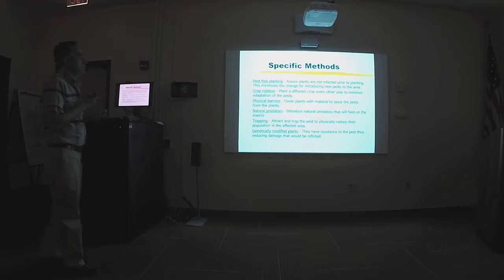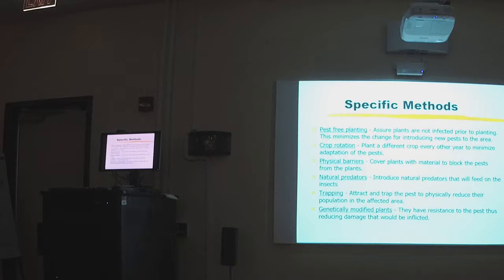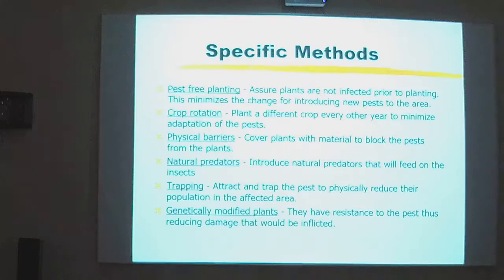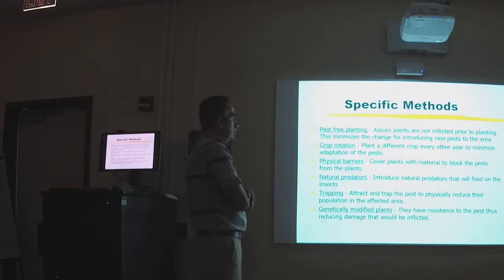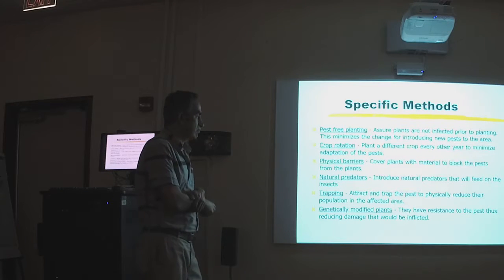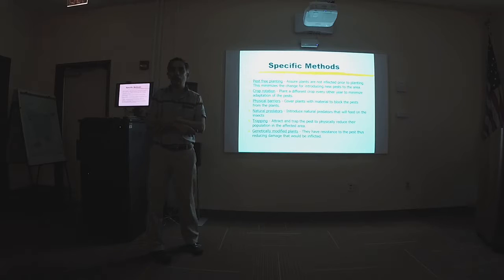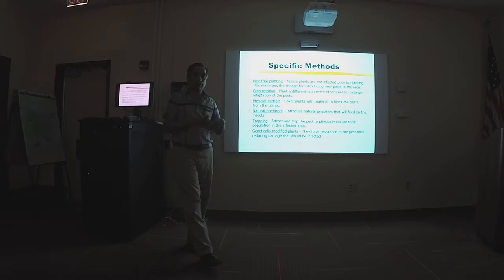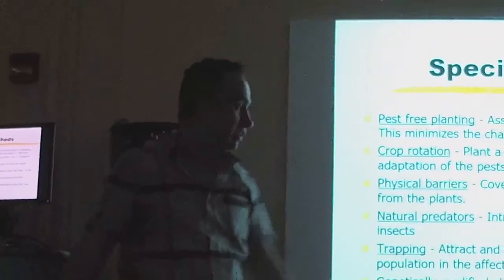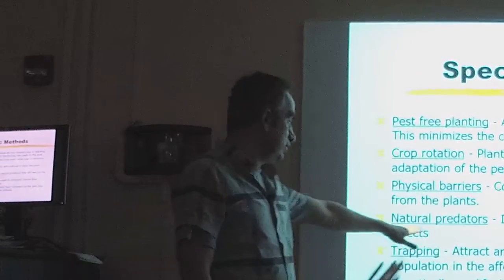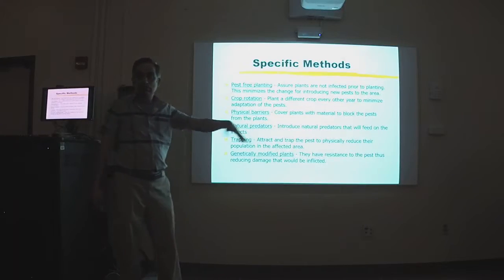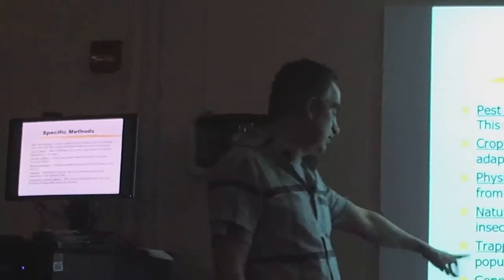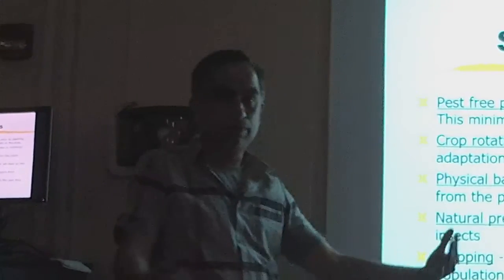So, specific methods you can use are pest-free planting, crop rotation, and physical barriers, which cover plants with material to block the pest from the plants. This is for blueberries, because you can't be there. Birds, when they come, will eat all the blueberries. They have screen nets that you can put on blueberries. Natural predators, we talked about the ladybugs and other bug trappings. You can put traps.